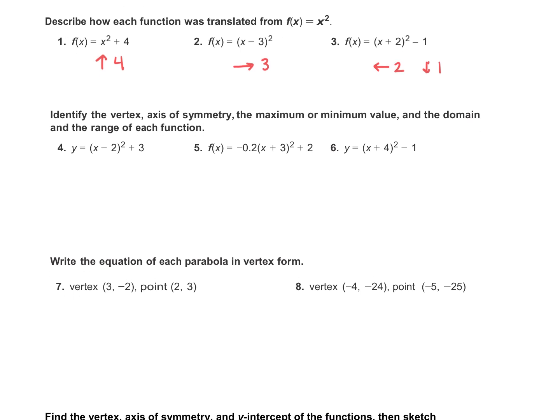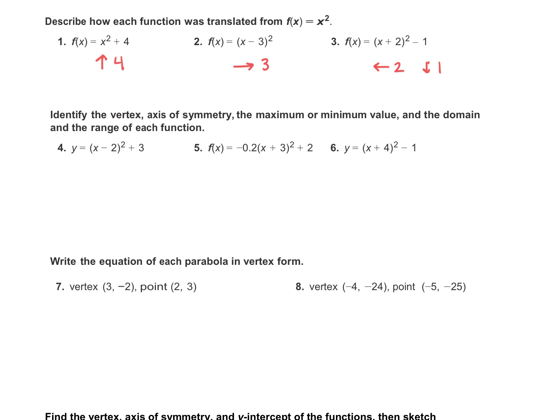Number 4, identify the vertex, axis of symmetry, maximum minimum value, and the domain and the range for each function. And wow, there's not a lot of space here. So let's see what we can fit in. So the vertex, if it was just our x squared function, the vertex would be at the origin, but we have translated this. So these are our shifting numbers.